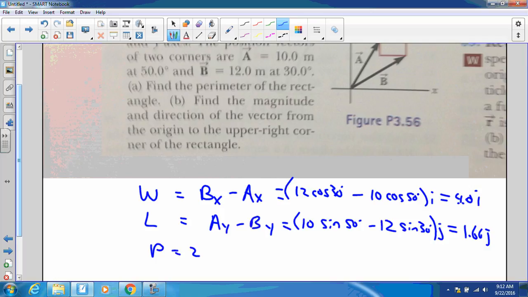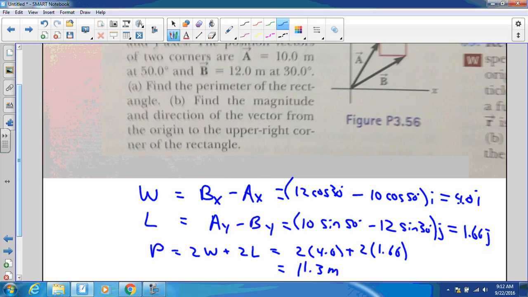Then to find the perimeter of the rectangle, it's 2x plus 2y. So 2 times 4.0 plus 2 times 1.66 came out to be 11.3 meters. Sorry, brain fart.